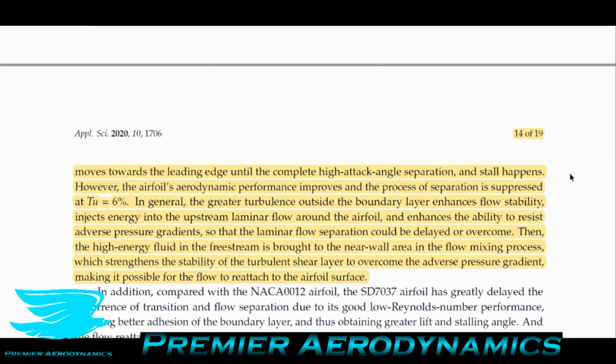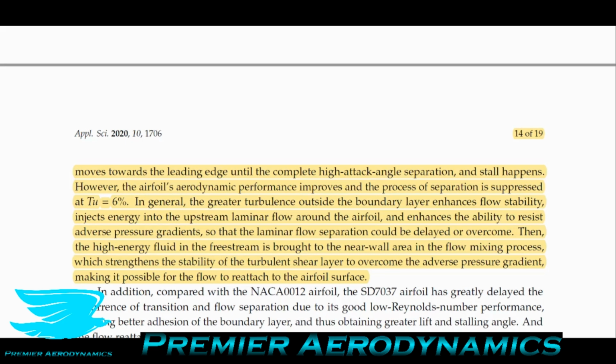And they go on and say, now they compare the higher turbulence density airfoil. They say, however, the airfoil's aerodynamic performance improves and the process of separation is suppressed at turbulence density of 6%. In general, the greater turbulence outside the boundary layer enhances flow stability, injects energy into the upstream laminar flow around the airfoil, and enhances the ability to resist adverse pressure gradients so that the laminar flow separation could be delayed and overcome. So let's unpack that sentence, because there's quite a few things in there.